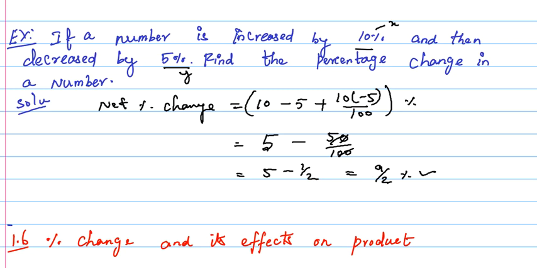If you increase a number by 10% and again decrease it by 5%, the net change of this particular number is an increase of 9 by 2%, not 5%. Keep in mind.